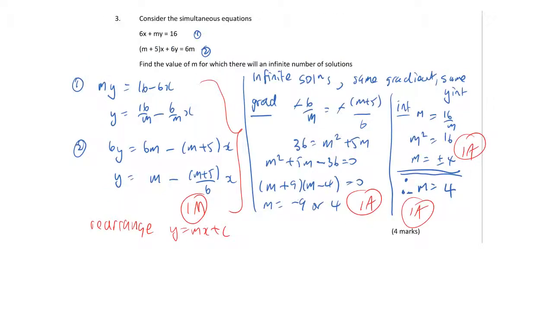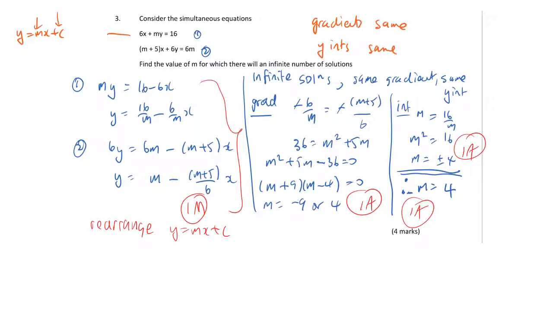Okay, even though this is fairly new, it was a pretty standard question for this type of question. So we had to find a value of m for which there would be an infinite number of solutions. Now remember, we've seen already, if there's an infinite number of solutions, the gradients will be the same, and because it's the same line, you're going to find the y-intercepts will be the same. So the whole method here is about putting these in the form y equals mx plus c, and then comparing the m's and the c's.